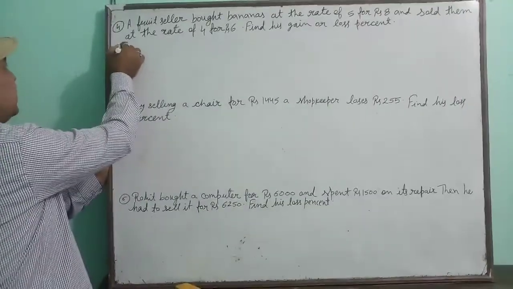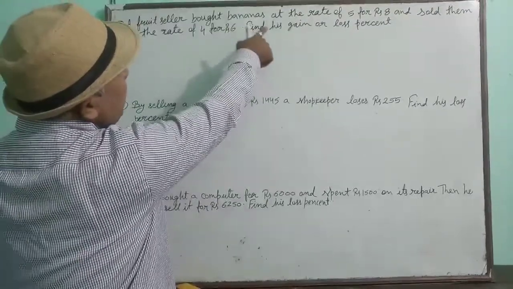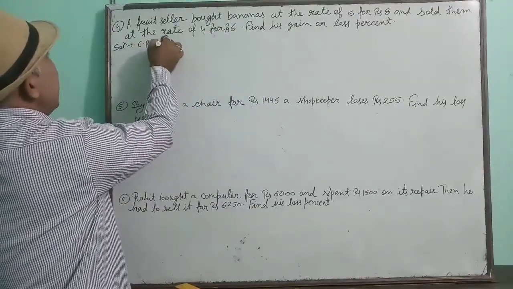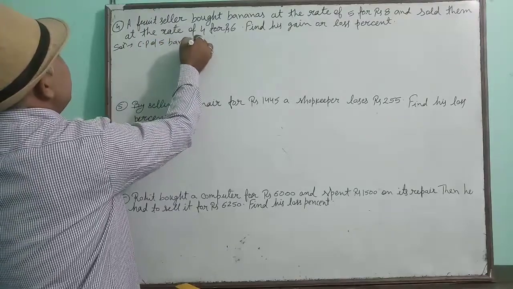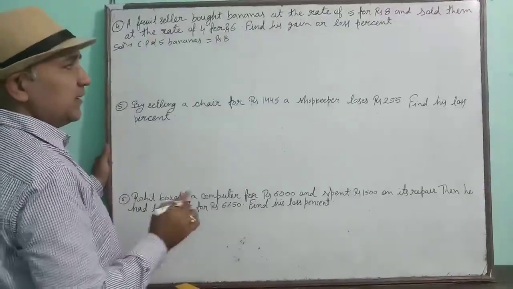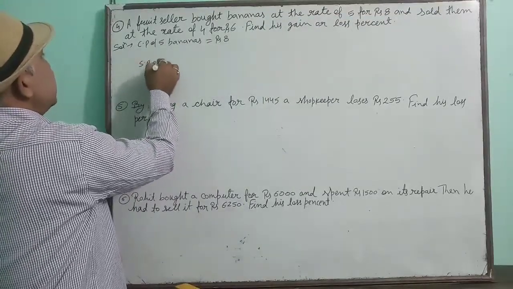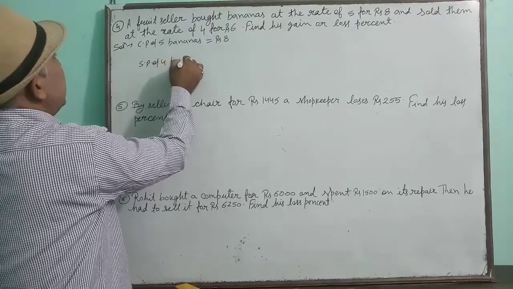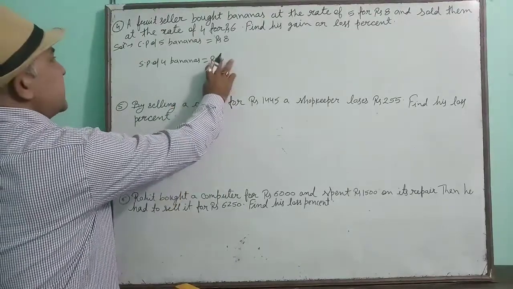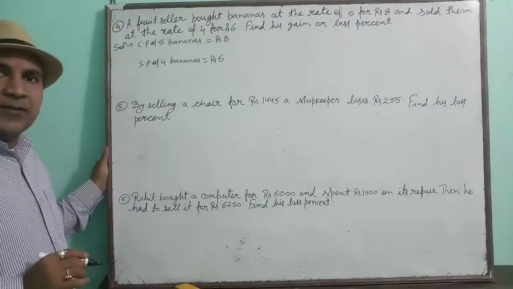See what is given here. This is also very important. It is given that a fruit seller bought bananas at the rate of 5 for rupees 8. That means the cost price of 5 bananas is equal to rupees 8. Then sold them at the rate of 4 for rupees 6, means the selling price of 4 bananas is equal to rupees 6. Now we have to find gain or loss percent.